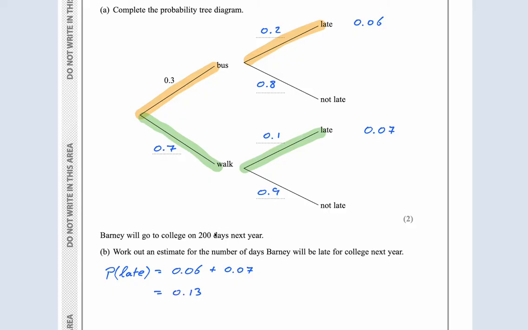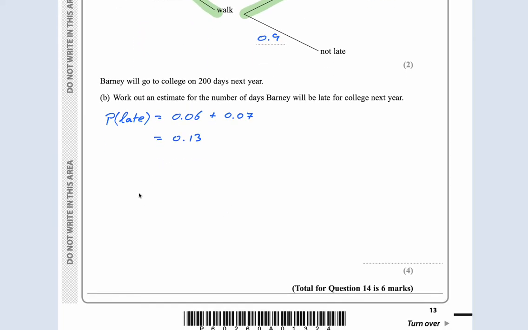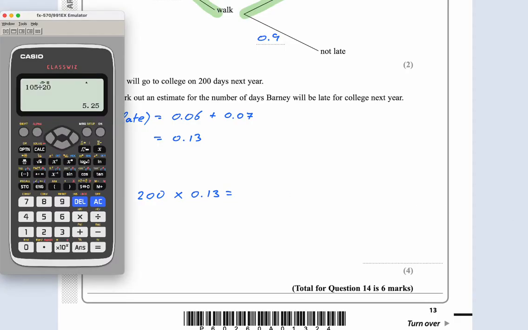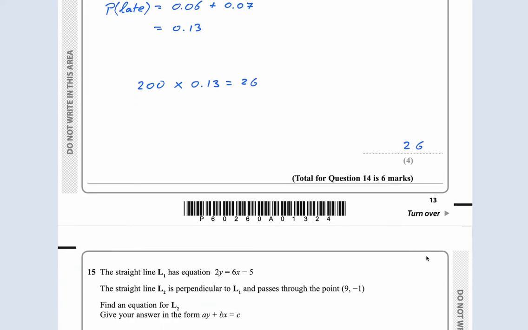But he's going to go to college 200 days. So all I need to do is find out what is 13% of 200, because he's going to be late on average 13% of the time. So I just need to do this times 0.13, and that gives me 200 times 0.13 is 26. So he'll be late 26 days. Okay, that is question 14.